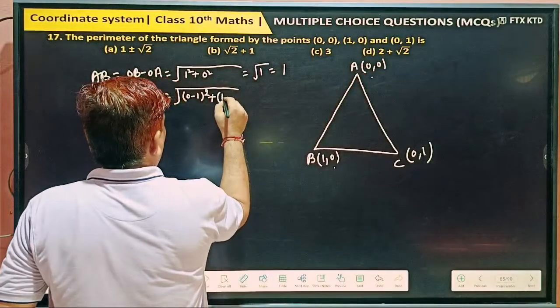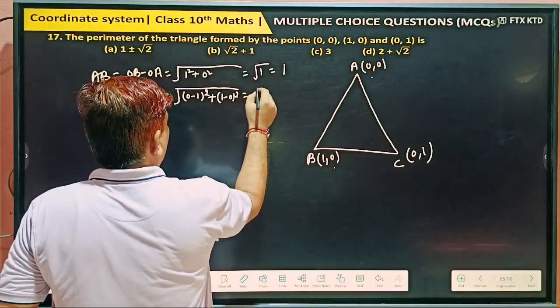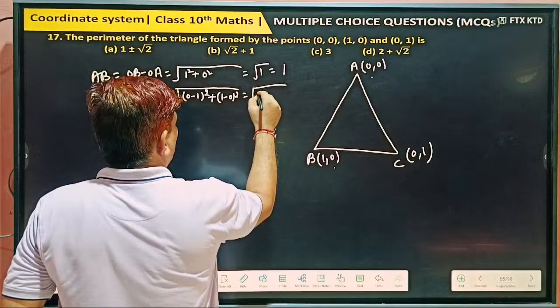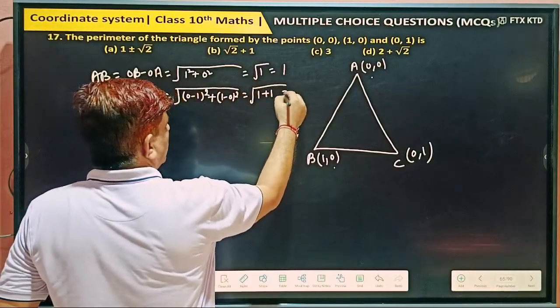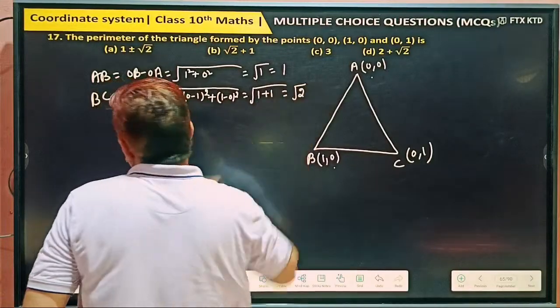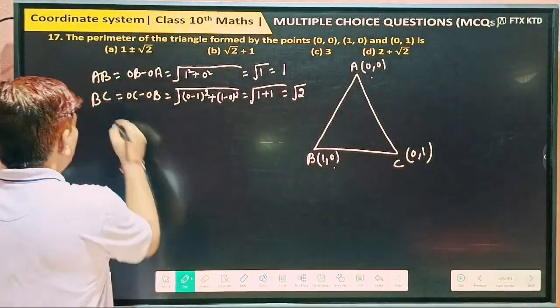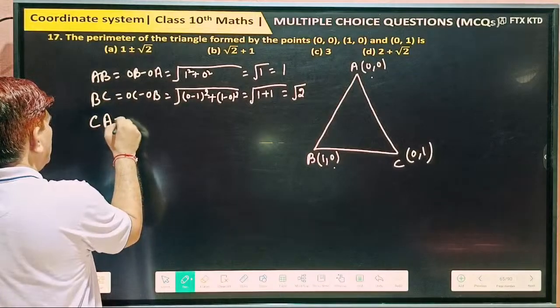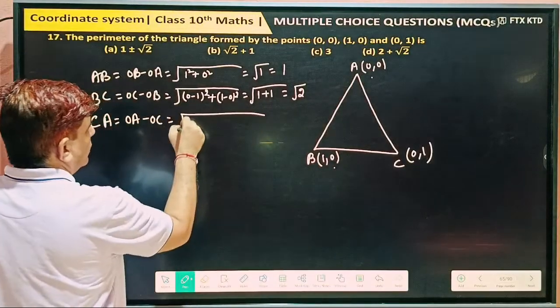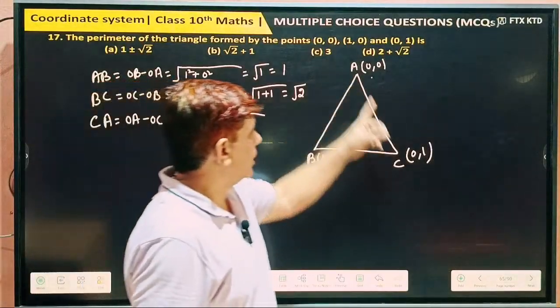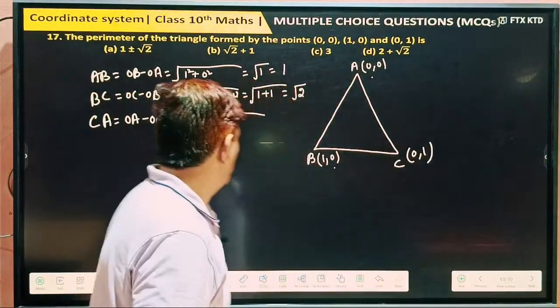1 minus 0 whole square. What is this? This is equal to 1 plus 1 minus 1 square, which is equal to 1, which is equal to under root 2. Then find out CA. CA equal to OA minus OC. Again find out. 0 minus 0, 0.